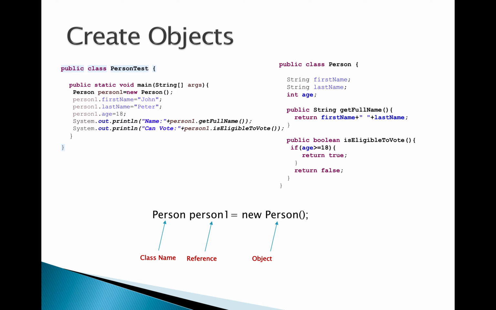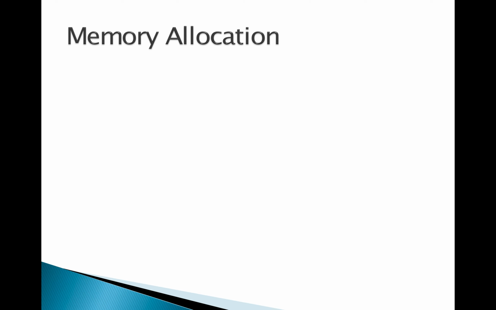Now it is going to call the getFullName method, and it is going to return first name and last name together. Second, if you see the System.out.println of canVote, it is going to call person1.isEligibleToVote, and isEligibleToVote is going to work with the person1 instance. It operates on the person1 fields or properties and gets you the result. Here the person1 age is 18, so age greater than or equal to 18 is going to return true. So that's how objects and instances work here.